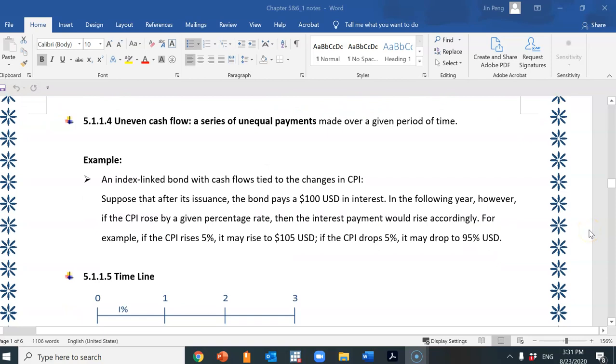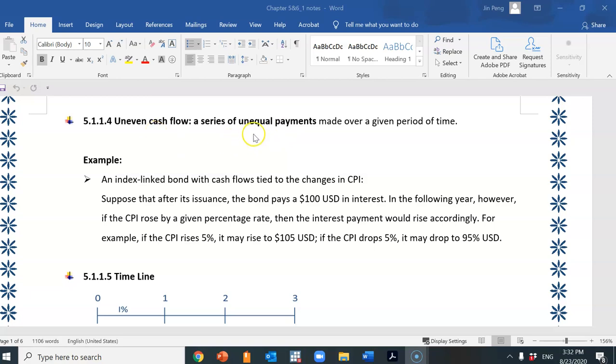Okay, let's go to the fourth type of cash flow. Besides lump sum, ordinary annuity, and annuity due, we also have the fourth type of cash flow, which is called uneven cash flow. It is a series of unequal payments made over a given period of time. I could say that anything that doesn't fall into the category of lump sum, ordinary annuity, or annuity due, we can basically say is an uneven cash flow.